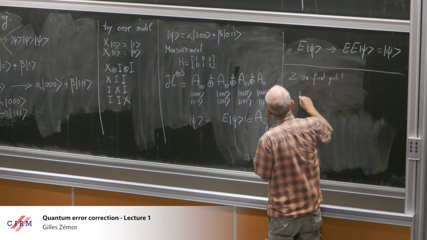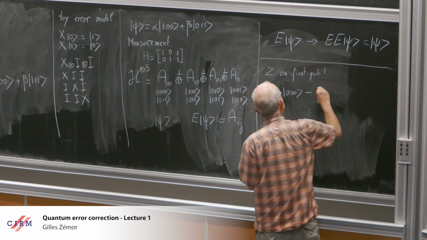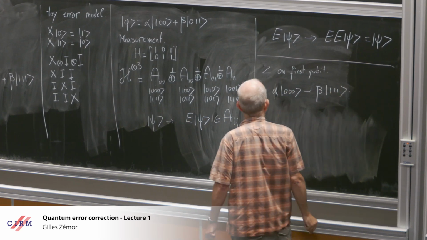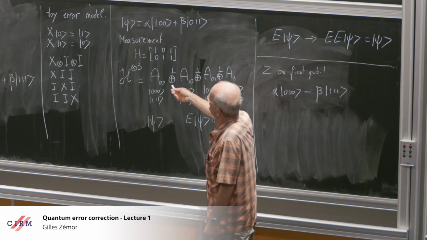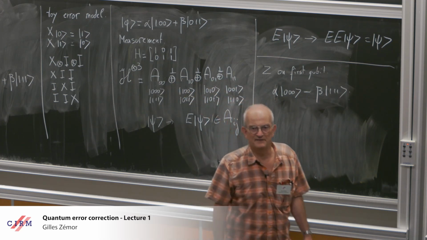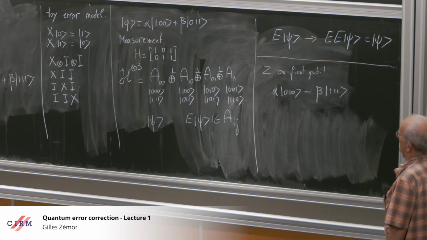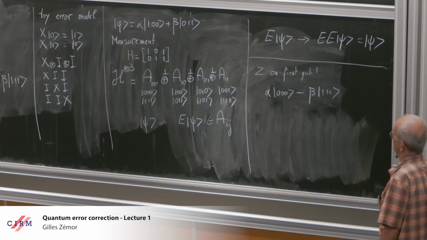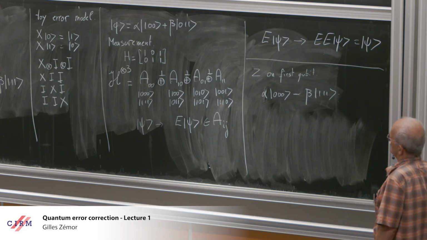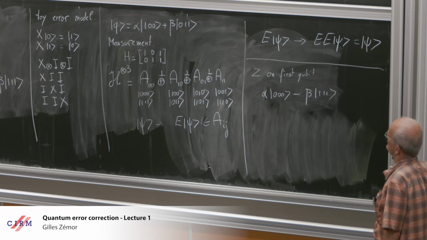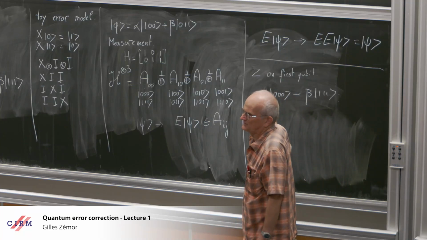Then we will get alpha times 0, 0, 0 minus beta times 1, 1, 1. And now we're not in any of these states anymore. And this time we lost. If we do this measurement, we will destroy the state, and we're not going to get it back again.